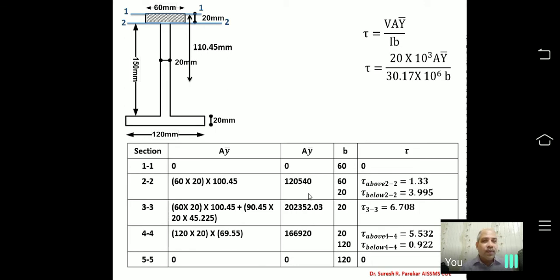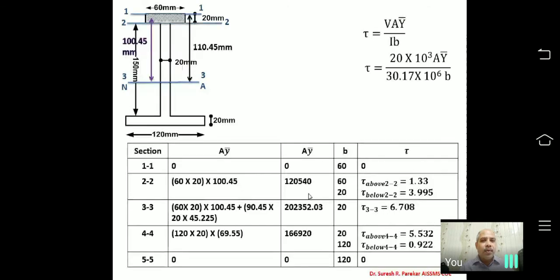Now next we have to find tau at the neutral axis, because we have to find where our width changes. The width is changing at section 2.2, so I get two values because there is an abrupt change in the width of the section. Now the neutral axis. Now we have to consider the area above the neutral axis.